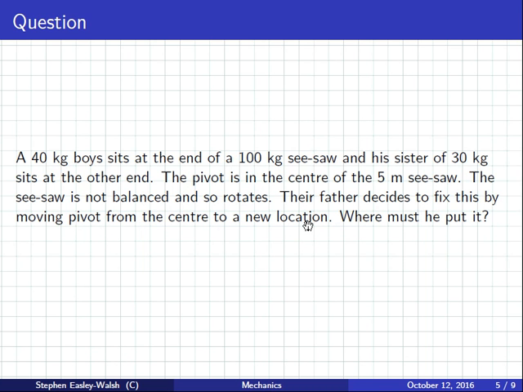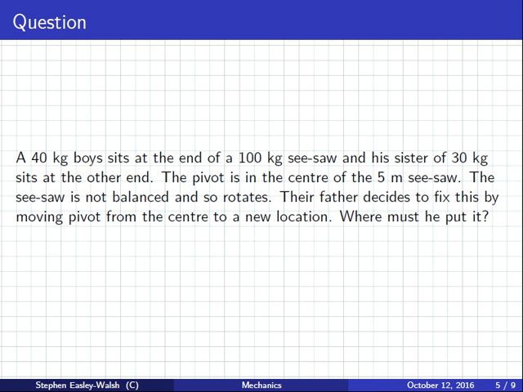So in other words, if the boy sits here and the girl sits here, the boy is heavier, so what will happen? It'll go down and she'll go up. So the father says, I'll fix this by moving the pivot so it's balanced. This is what we want here. So can you just draw the situation, and then I'll do it with you. So just draw what we have here.